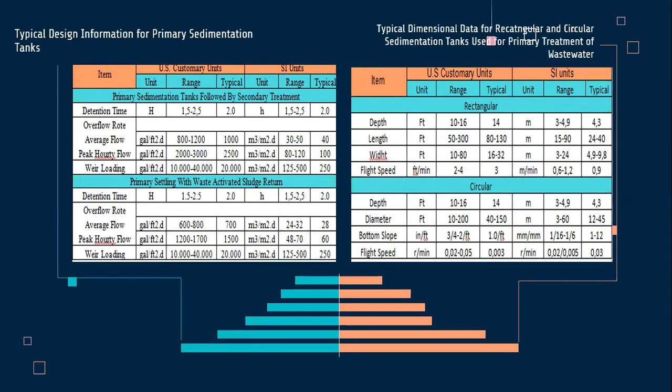Okay, typical design and dimensional information for rectangular and circular sedimentation tanks used for primary treatment is presented in this table. The left table is typical design information for primary sedimentation tanks followed by secondary treatment, and for primary settling with waste activated sludge return, including detention time, overflow rate, and weir loading. And then the right table is typical dimensional data for rectangular and circular sedimentation tanks used for primary treatment of wastewater, including depth, length, width, flight speed, diameter, and bottom slope. Next.